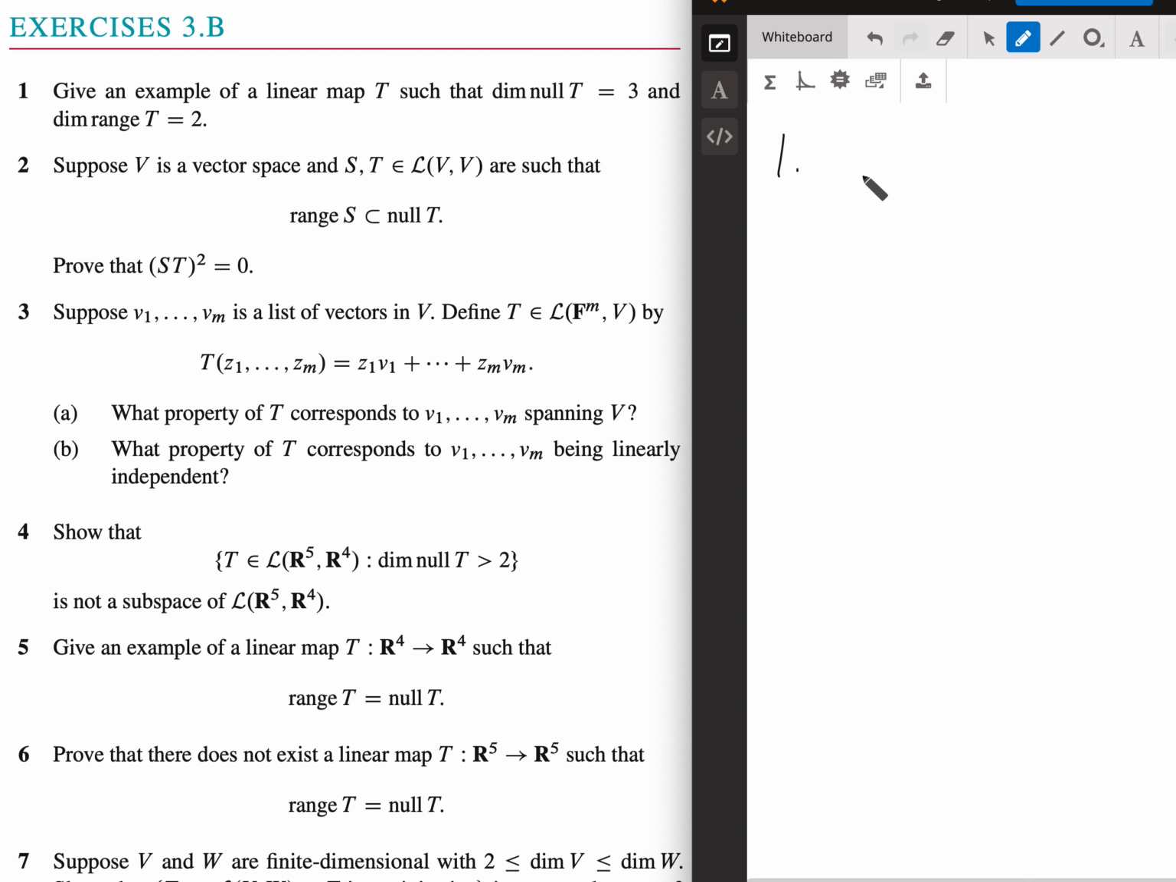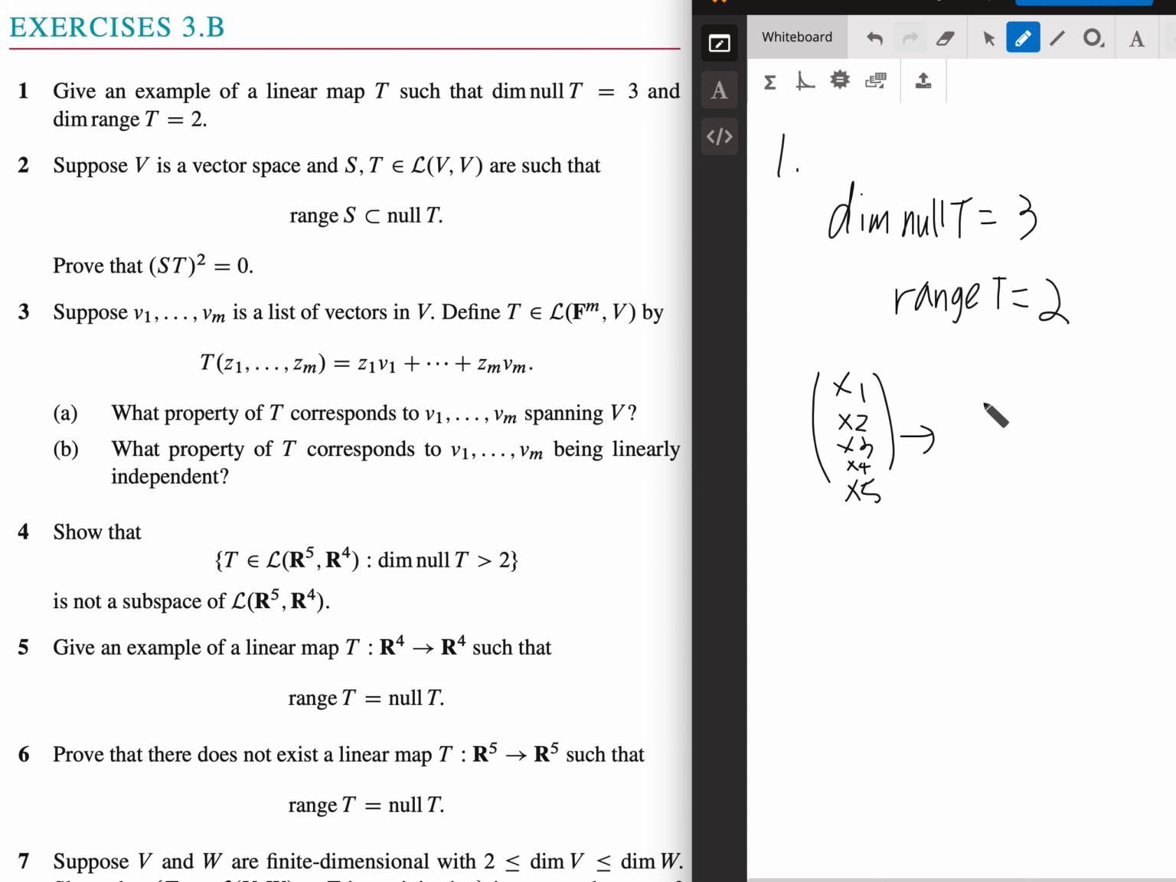So question 1, an example of a linear map such that the dimension of the null space is 3 and the range is 2. This one's not that difficult, I think. So what you want to do is map, say you have 5 elements, what you want to do is map them to something like this.